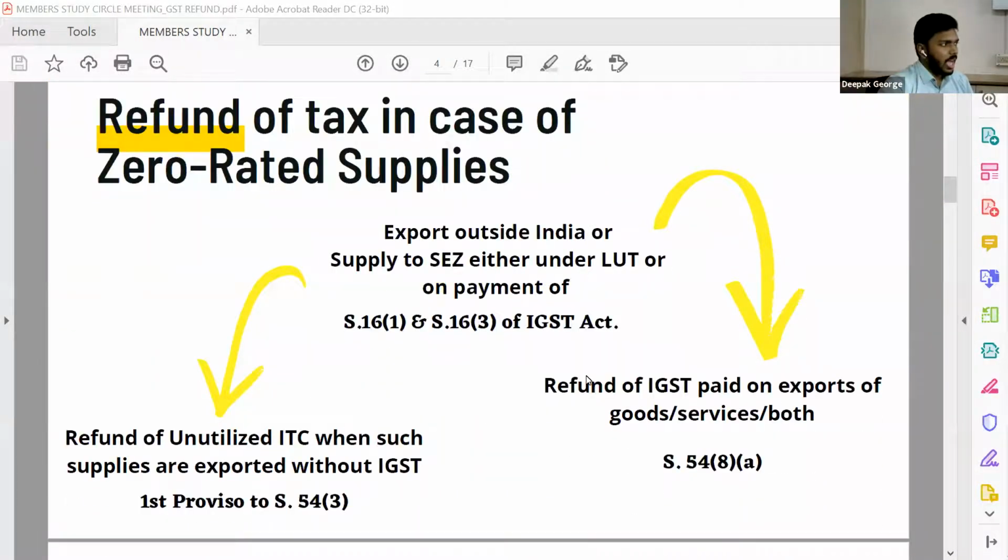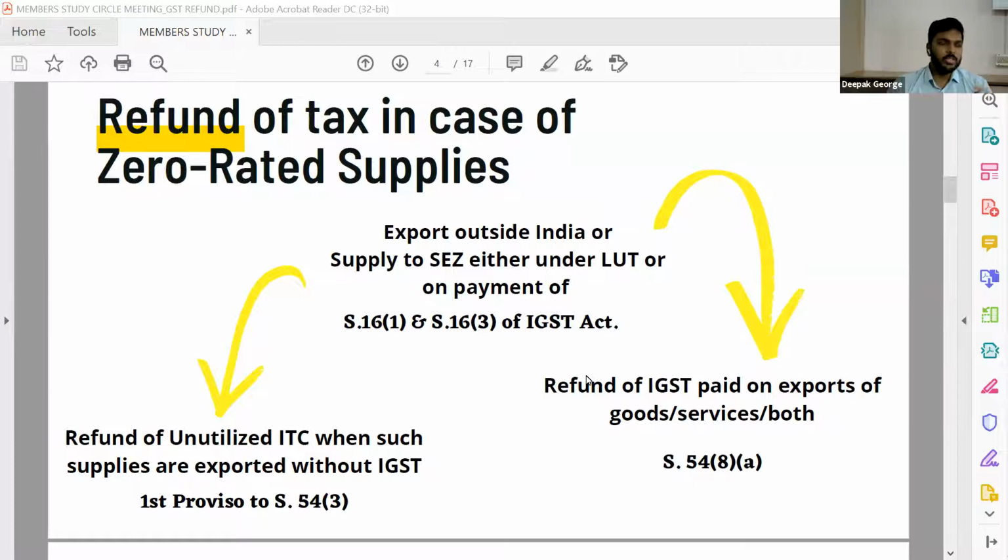So I will restrict my scope to zero rated supplies. So we'll try to understand in the next few slides how you claim the refund of tax, which is basically IGST, in case of zero rated supplies. Now, what exactly are zero rated supplies? It is not exempted supplies. It is supplies which are taxable but at zero rate, in simple words.